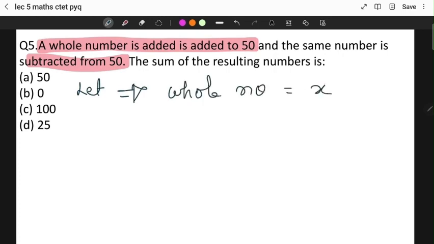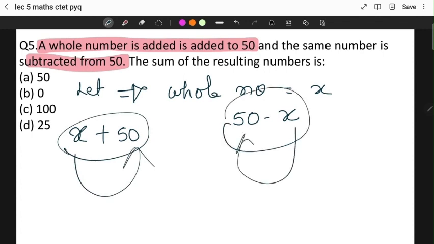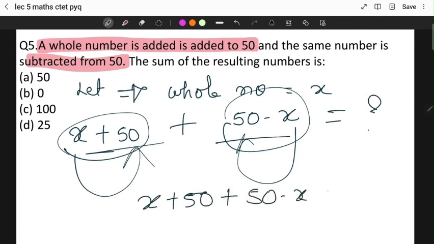be x. Okay, when we are adding x to 50 and subtracting x from 50, got it? A whole number is added to 50, that is x is added to 50, and the same whole number, that is the same x, is subtracted from 50, not x minus 50, from 50 they have said, then 50 minus x is going to come over here. So x plus 50, and 50 minus x. If we take the sum of both, then what will be the resultant answer? That is x plus 50 plus 50 minus x will give me what?